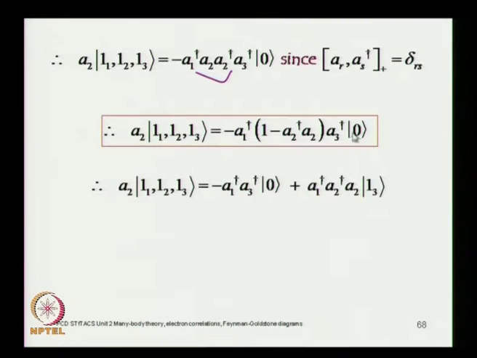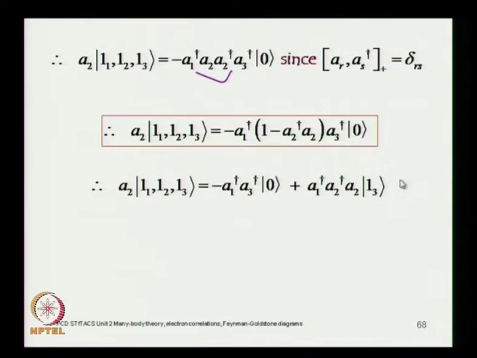So, you get two terms. First is minus A1 dagger A3 dagger operating on vacuum. Second now comes with a plus sign because of these two minus signs. So, you have got a plus sign here and you have got A1 dagger A2 operating on A3 dagger which is operated on vacuum, which gives you one particle in the state 3.